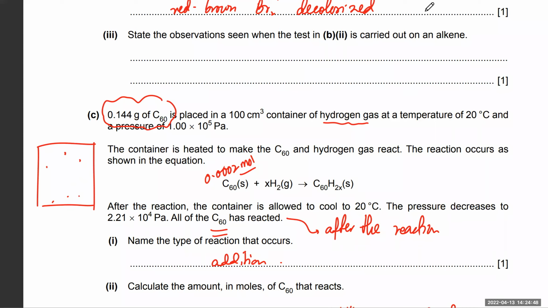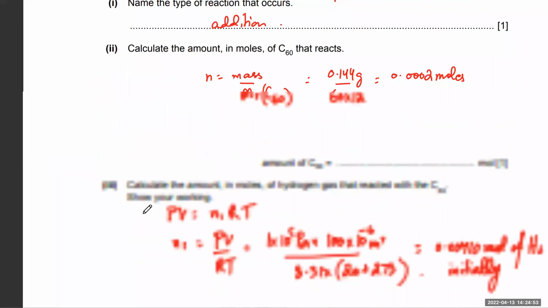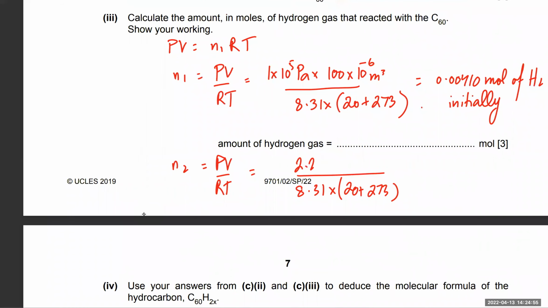So the pressure has decreased. The volume of the container is also the same, so the pressure is 2.21 into 10 power 4, and the volume is the same, 100 into 10 power minus 6. So is this second one before or after? Okay, 0.000907 moles.